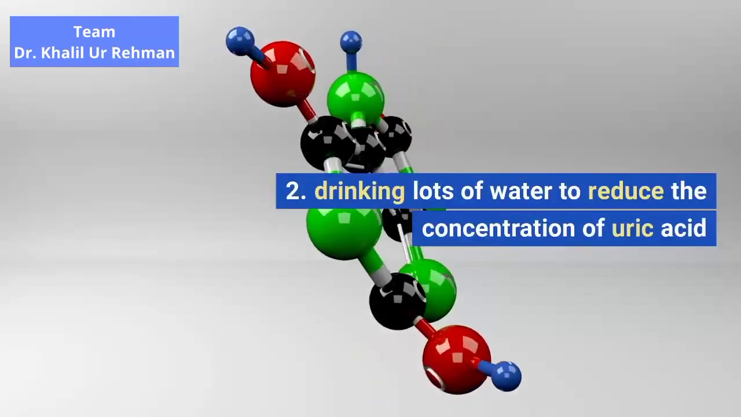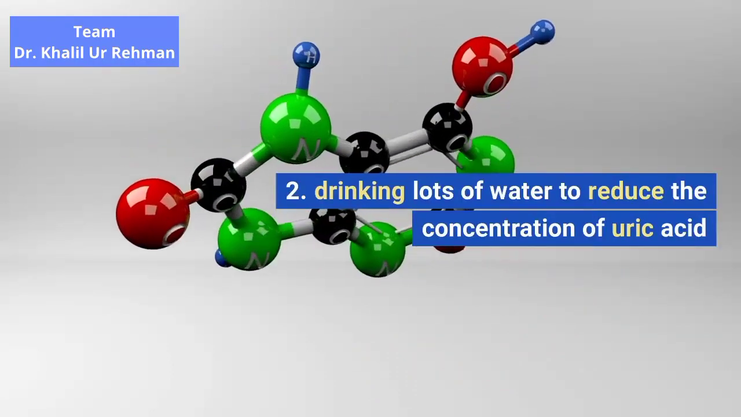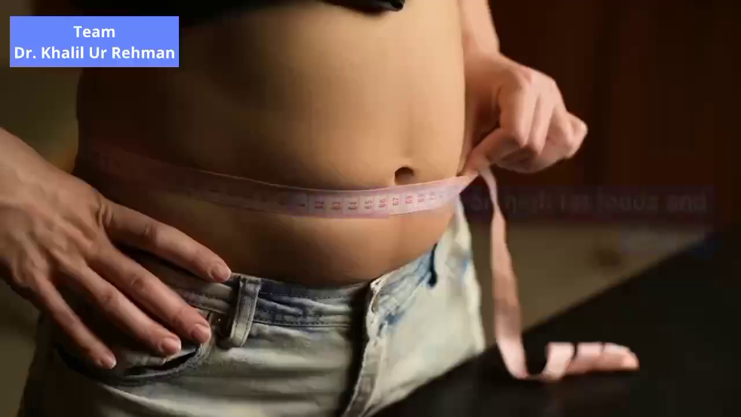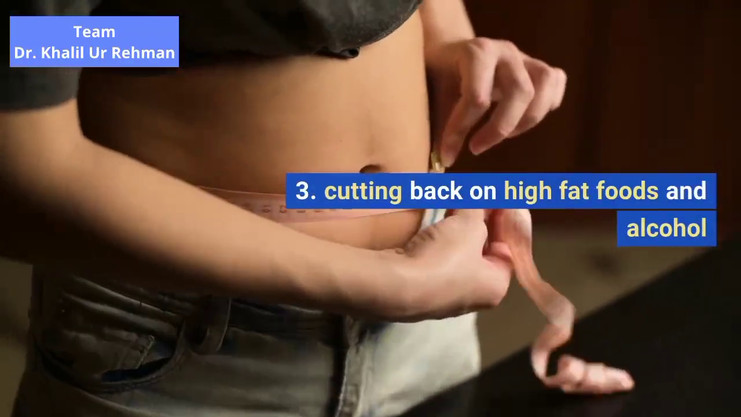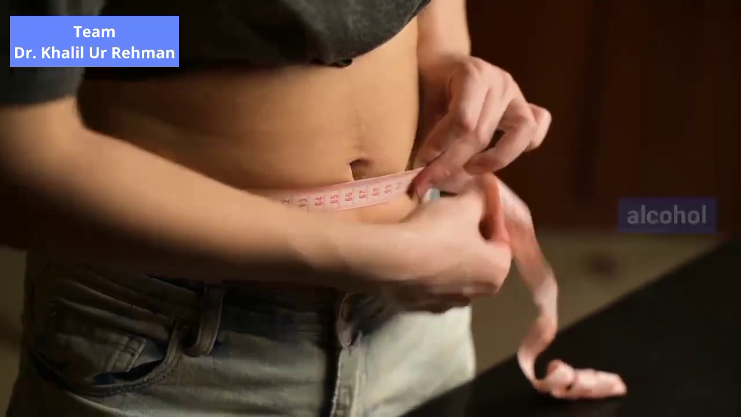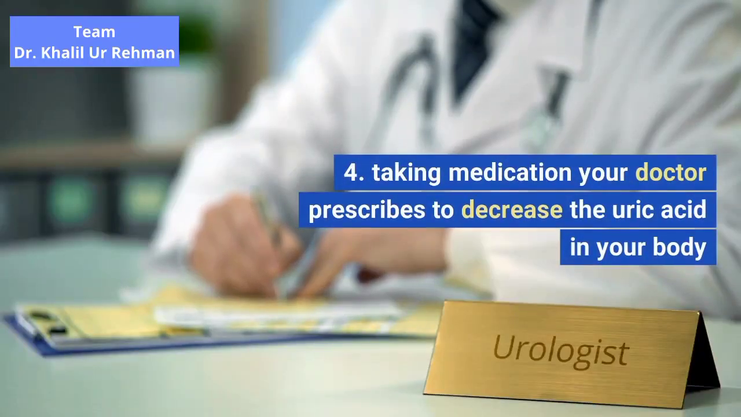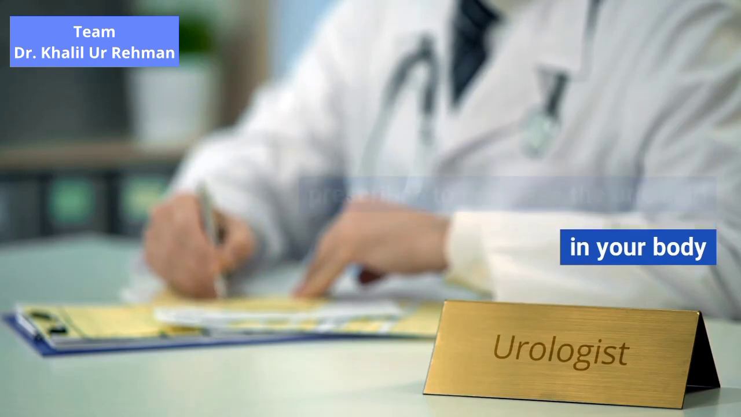2. Drinking lots of water to reduce the concentration of uric acid. 3. Cutting back on high-fat foods and alcohol. 4. Taking medication your doctor prescribes to decrease the uric acid in your body.